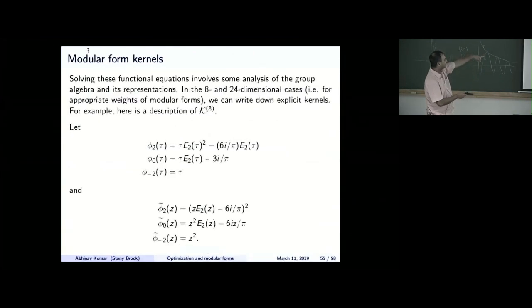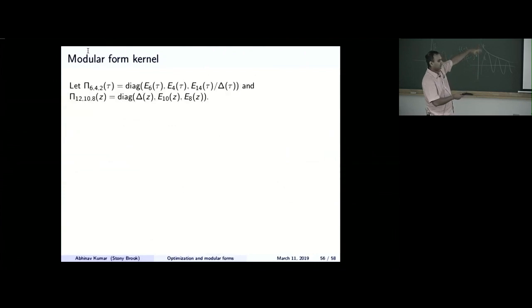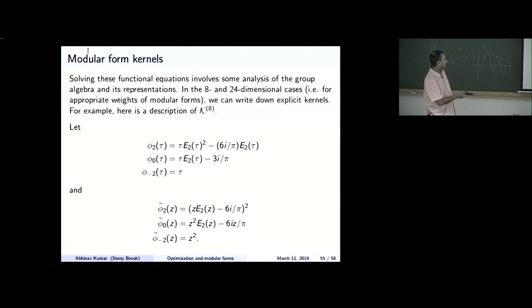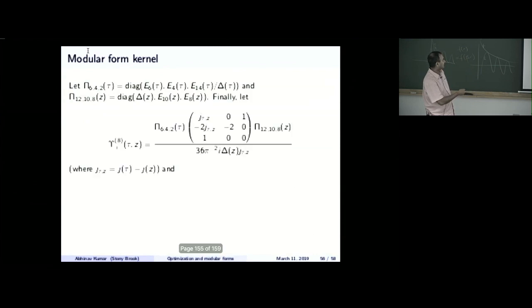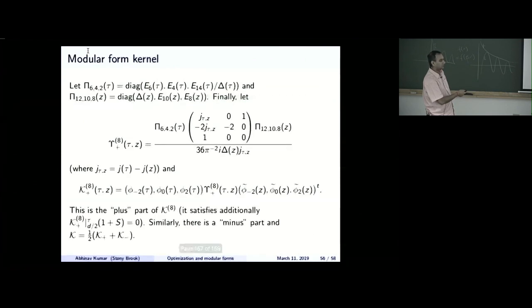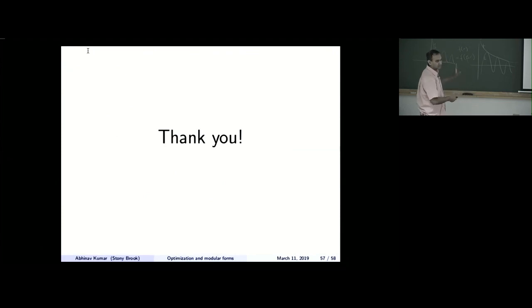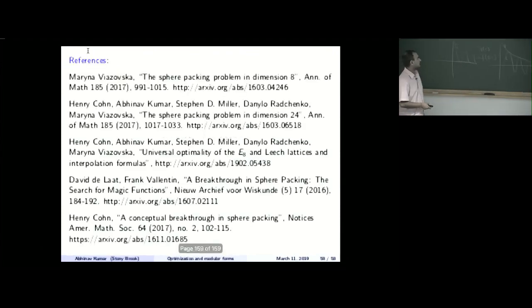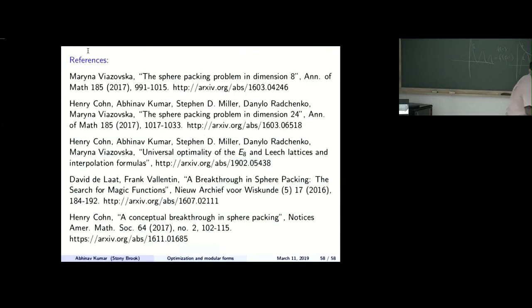Let me just end by showing you roughly where these functions come from. You compile all these functions in modular forms into a two-variable modular form kernel. The two variables are tau and z, and you get these matrices involving tau and z. You can write down functions of tau and z, and then you have to do an integral Laplace transform just as in the previous case. But you can make it completely explicit, and there are references. Thanks a lot.